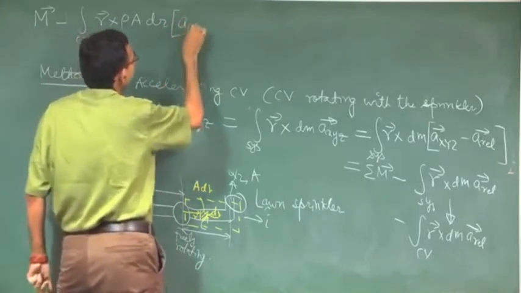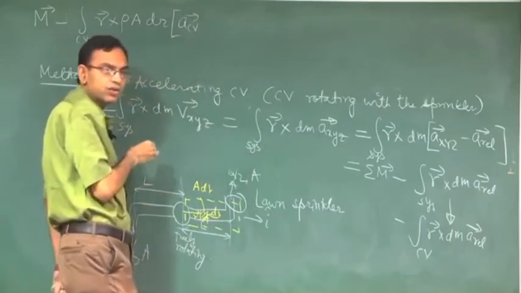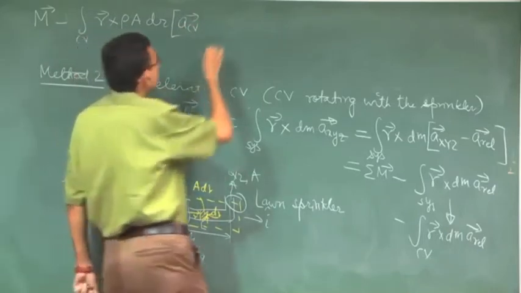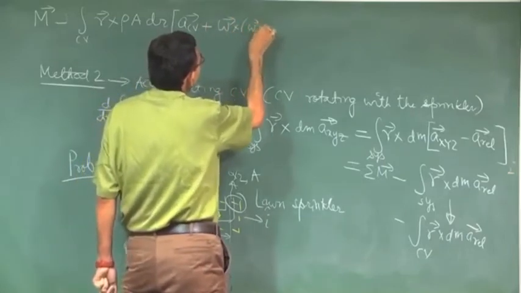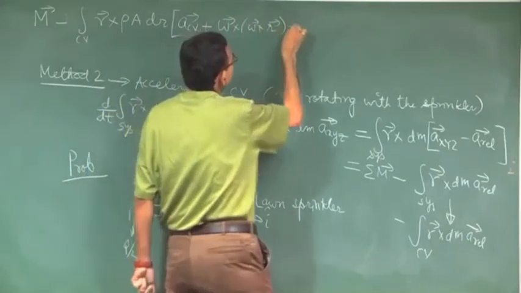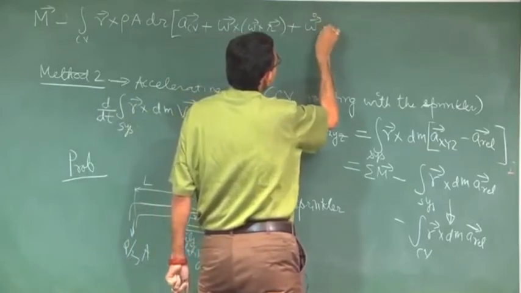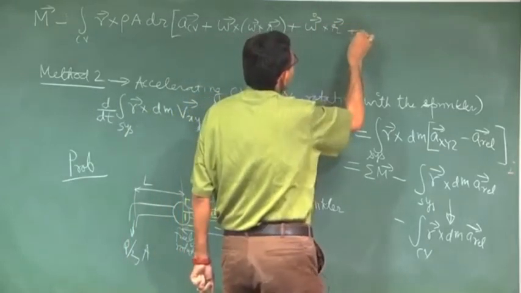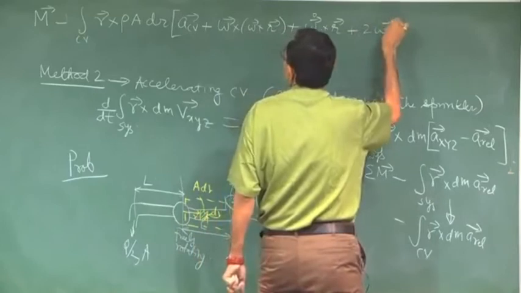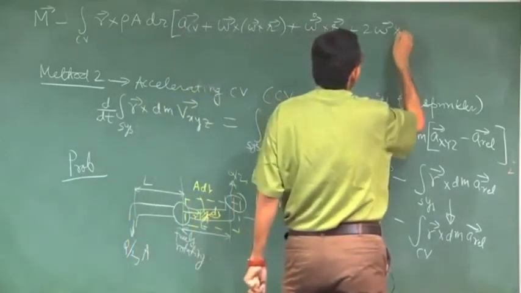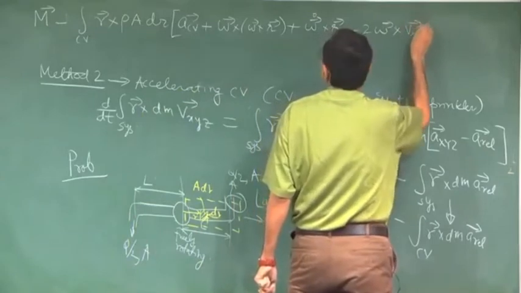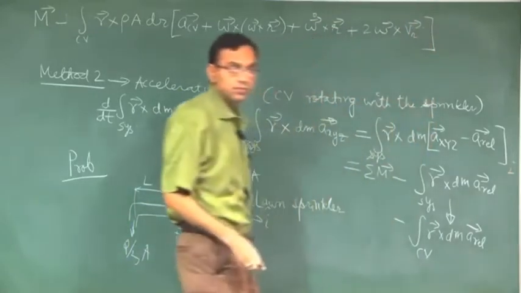A CV, which is 0 here, there is no translation, only rotation, plus omega cross r plus omega dot cross r plus 2 omega cross Vr. Okay.